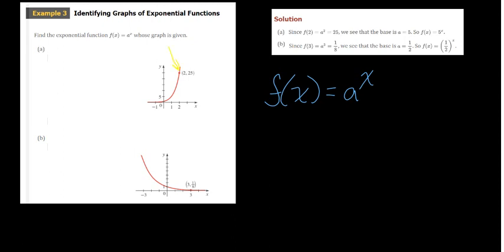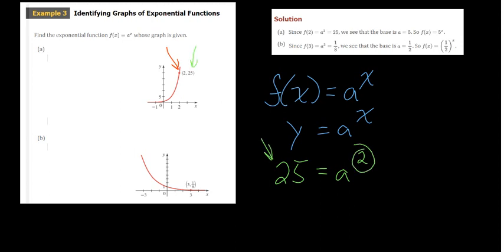Well, A is showing us that f of 2 is equal to 25. So 2 is taking the x place and 25 is taking the y place. Again, let's think of this as y is equal to a to the x, because f of x and y are essentially interchangeable. Well, then 25 is equal to a squared. Again, the 25 is taking the value of the y, and the 2 is taking the value of the x.